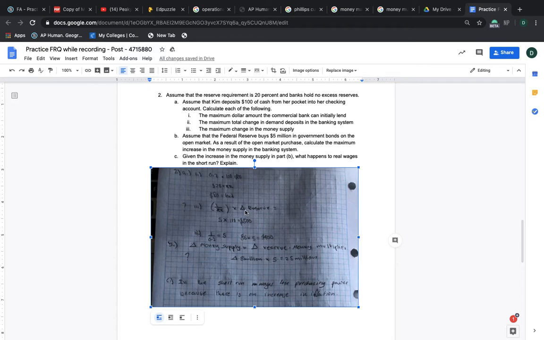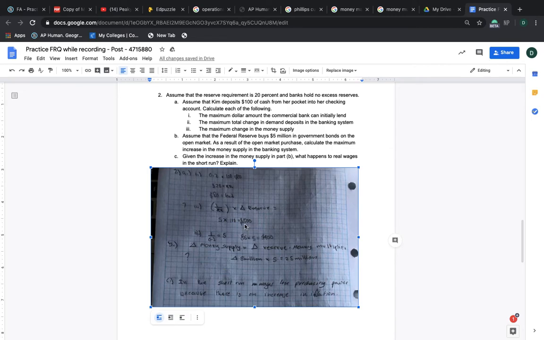And then for number 2, the maximum total change in demand deposits in the banking system. This question I had no idea, so I looked up the formula for a change in demand deposits in the banking system, and it gave me this formula: 1 over required reserve times change in reserve. So I just plugged in 5 times 100, that is the change in the reserve, and this is the money multiplier, that will be 1 over 0.2, as we can see down here. That will be 5, so 5 times 100 will be 500.